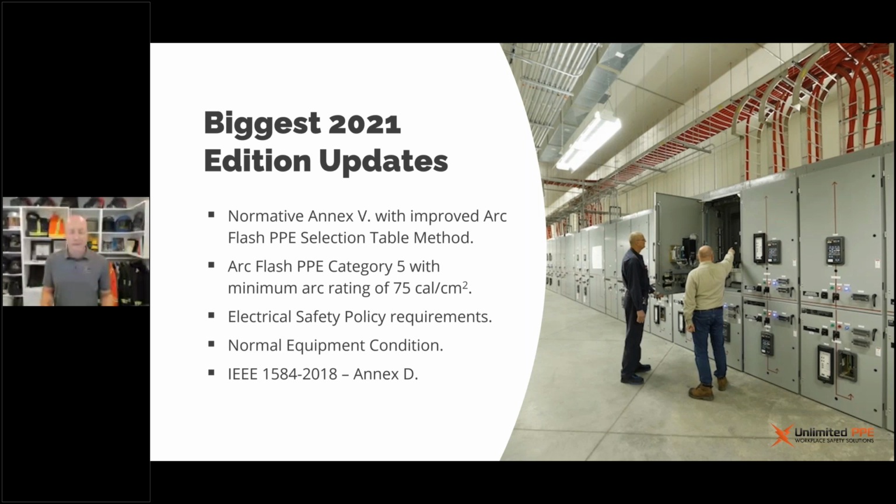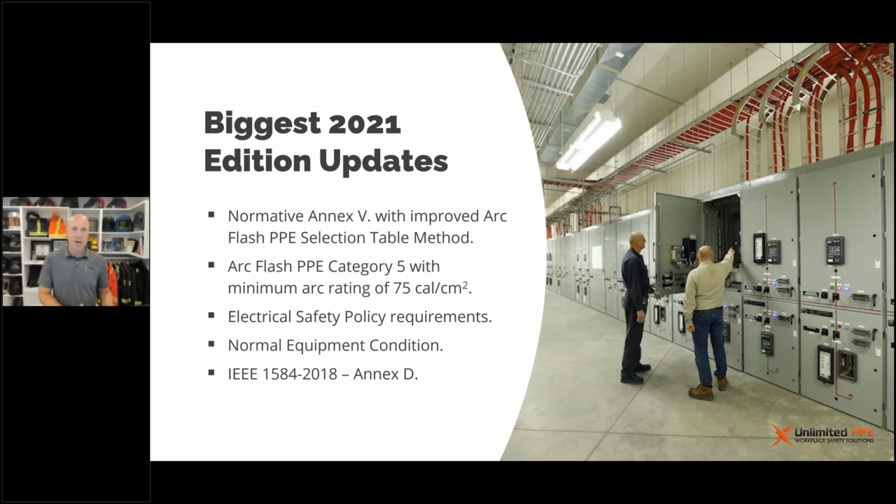But I guess as a summary of the changes, the biggest, most impactful change from 2021 was the normative Annex V. That was the creation of an annex that is part of the body in terms of how it would be enforced in a court of law. And in Annex V, we introduced a new improved arc flash PPE selection. This table method included a higher protection level, 5, with a minimum arc rating of 75 calories. And we also brought category 5 into the other method.